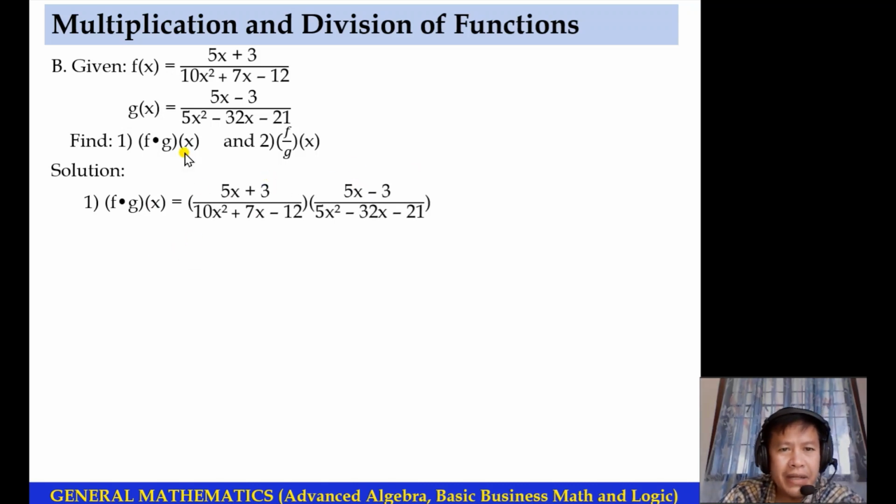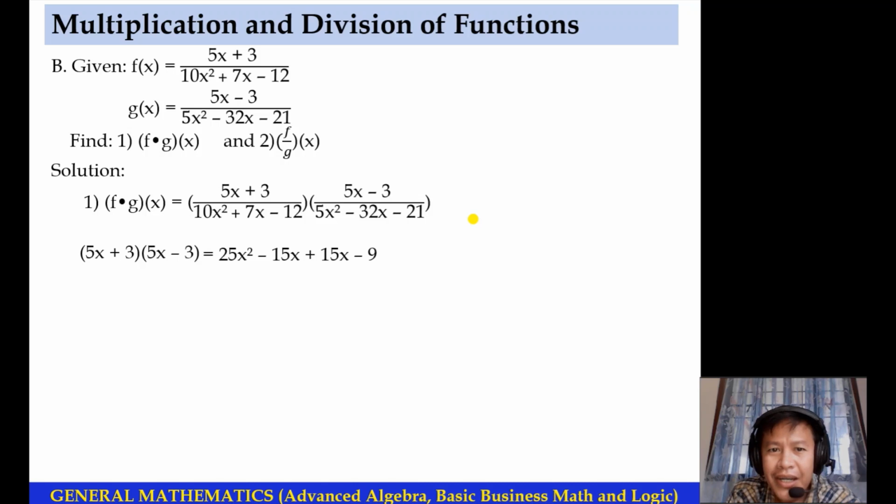You are going to multiply these two rational expressions. Okay, so 5x plus 3 all over 10x squared plus 7x minus 12 quantity times quantity 5x minus 3 all over 5x squared minus 32x minus 21. If you have this particular problem, we are going to multiply. Now, what you need to do here is to multiply both the numerator and the denominator. Yes.